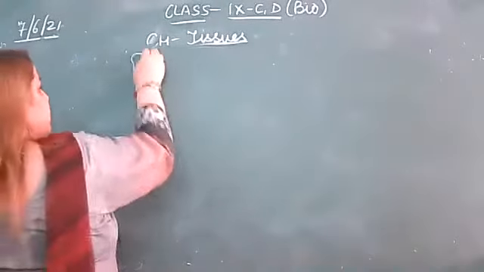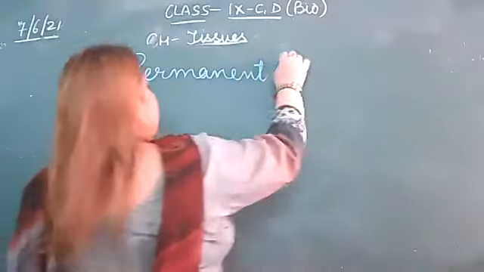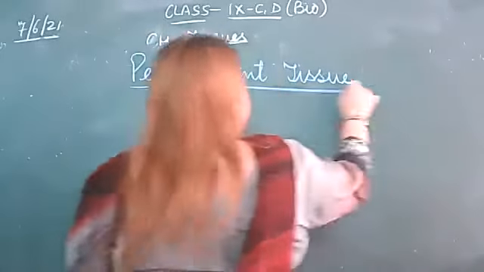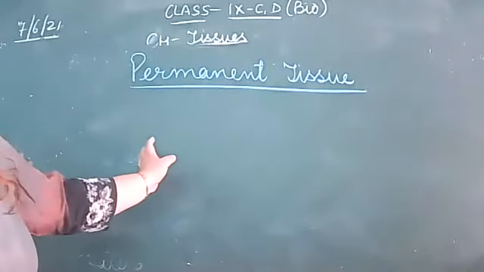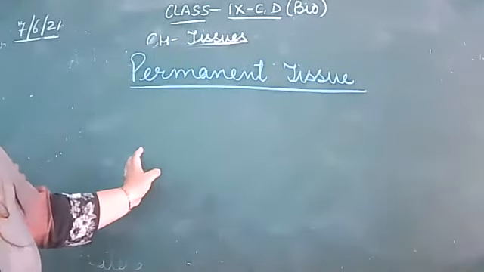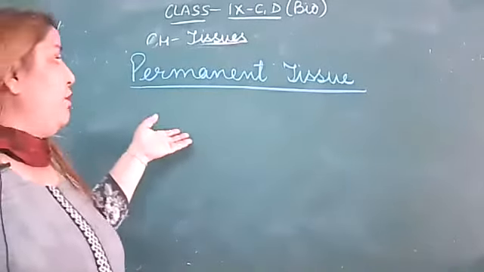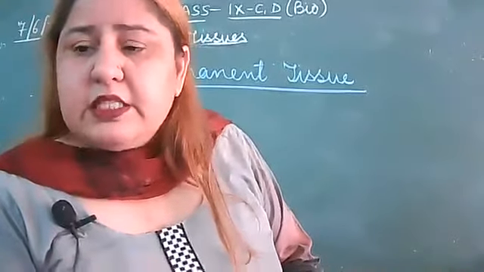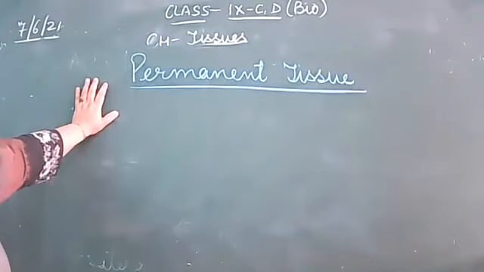Permanent tissue. How are these permanent tissues formed? अब ये permanent tissues बनते कैसे हैं? Right? What do you mean, कि अगर हम बात करें तो ये बने कैसे? These are formed from the meristematic tissues. Permanent tissues are formed from the meristematic tissue.